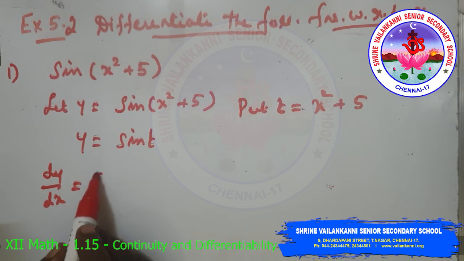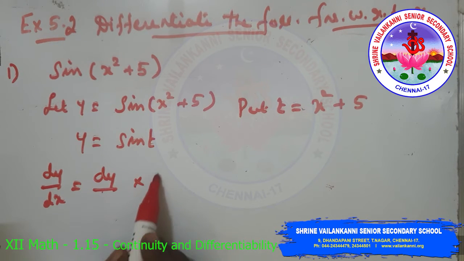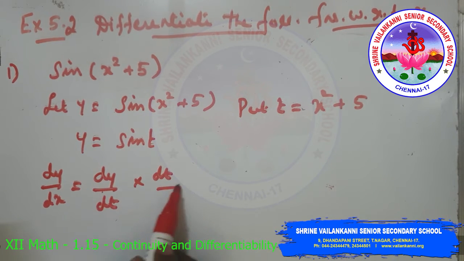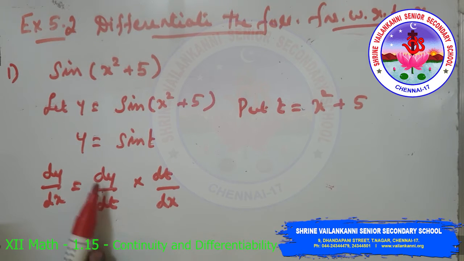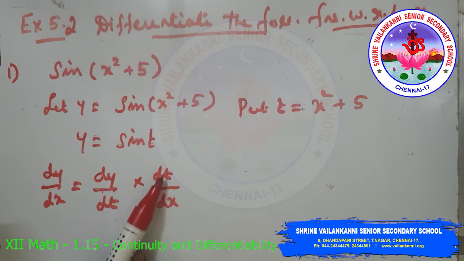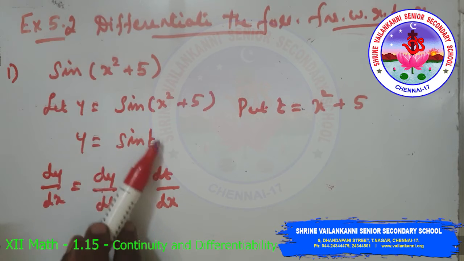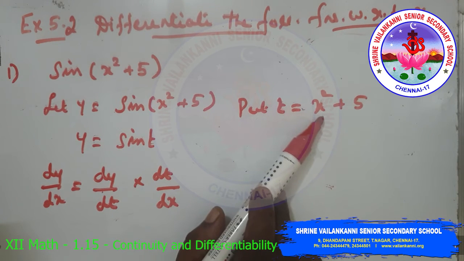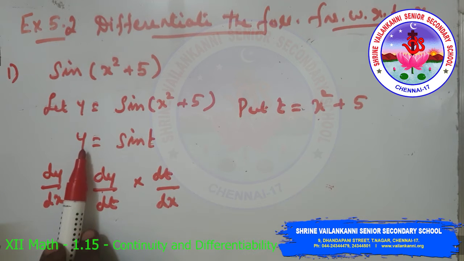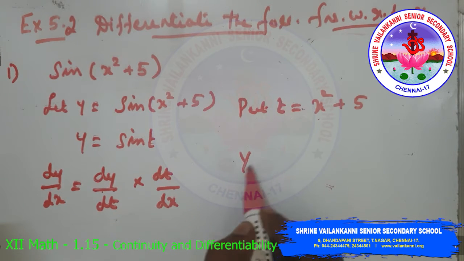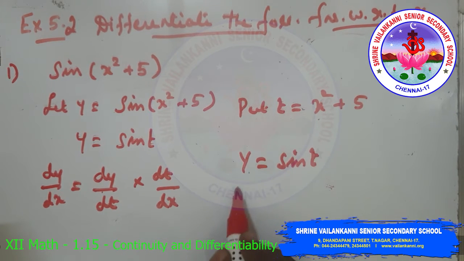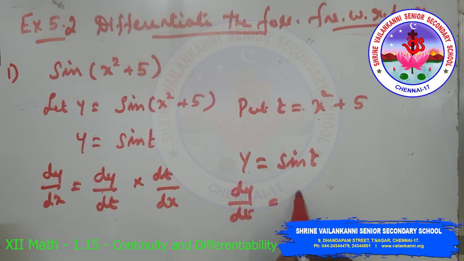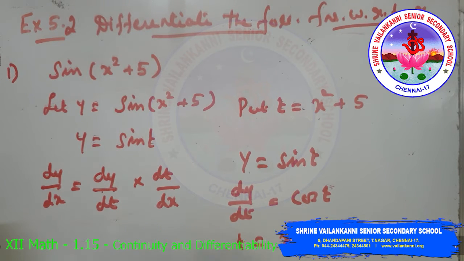So to get dy by dx, multiply and divide by dt so that we can get dy by dx. So dy by dt into dt by dx. This function we can differentiate with respect to t, and this function we can differentiate with respect to x. So dy by dt: here y is sin t, dy by dt is cos t, and t is x square plus 5. We can differentiate this function with respect to x.